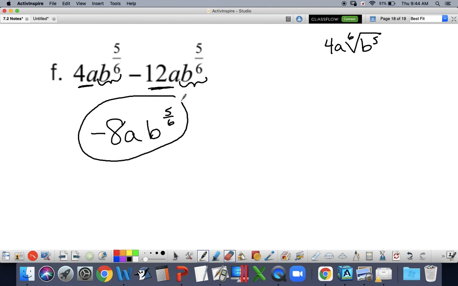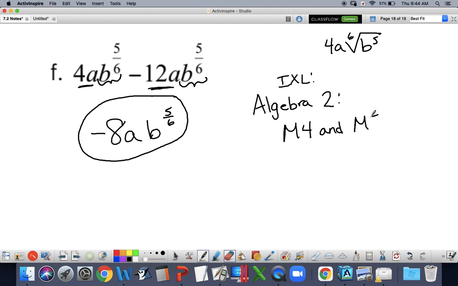So this one didn't require that much work as long as we saw right away that we have like radicals and like terms on the outside. This ends 7.2. I would highly encourage you, if you're looking for some additional practice, under IXL, now switch. Last section we were doing Algebra 1. This section is Algebra 2. Try M4 or M5. I just wrote and, but really it can be either or.